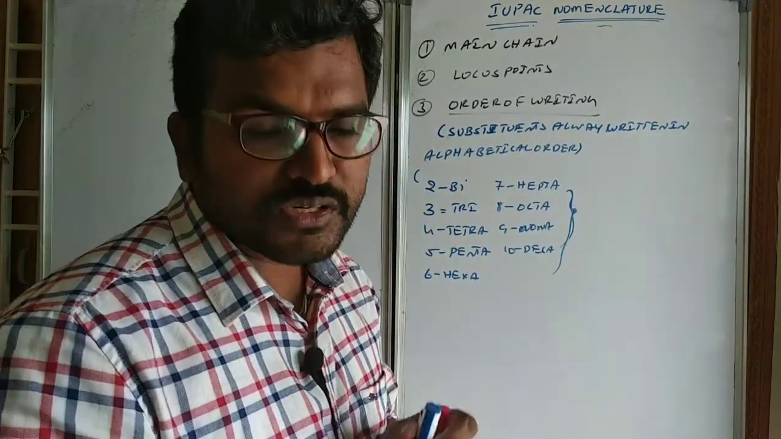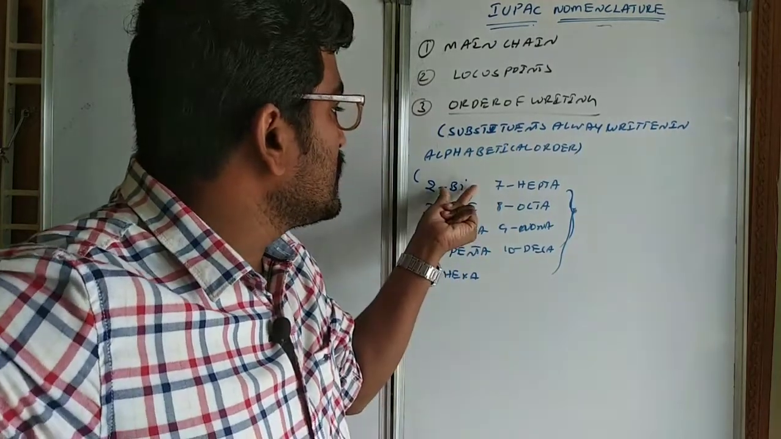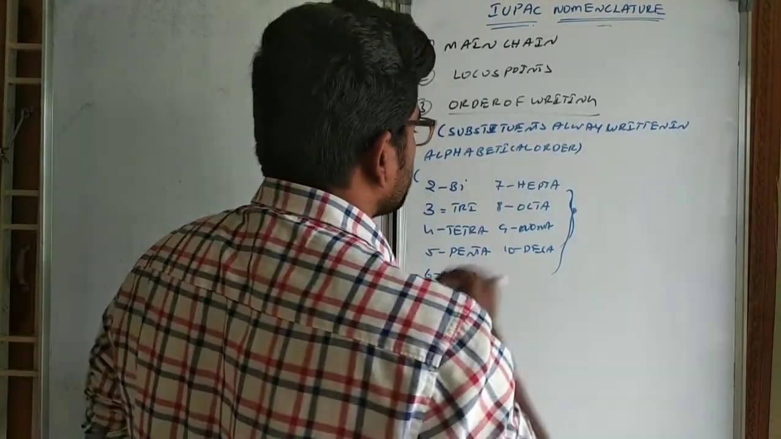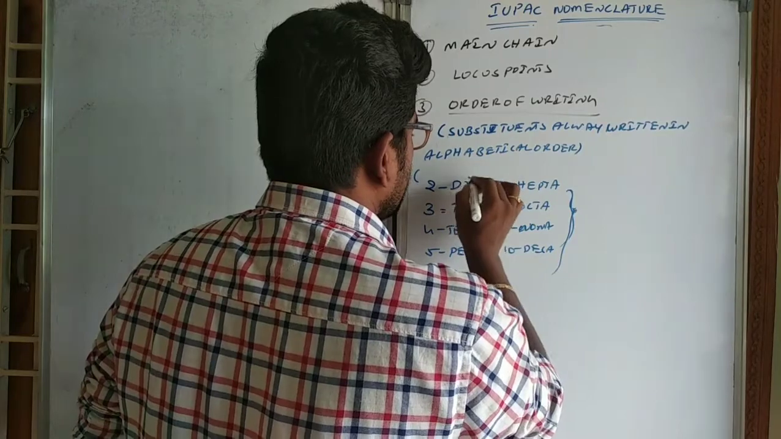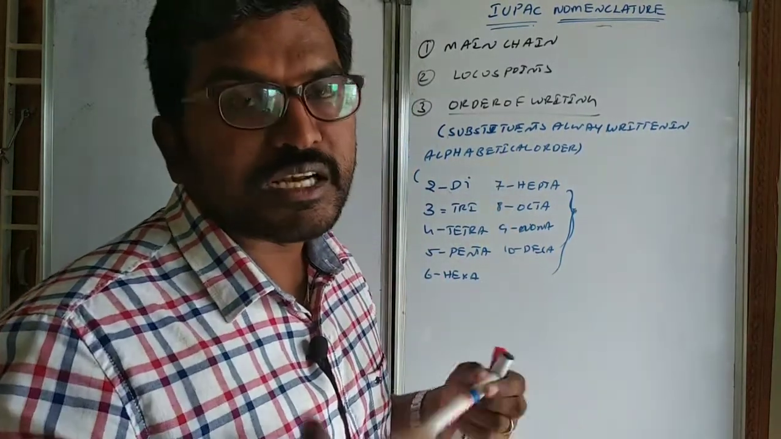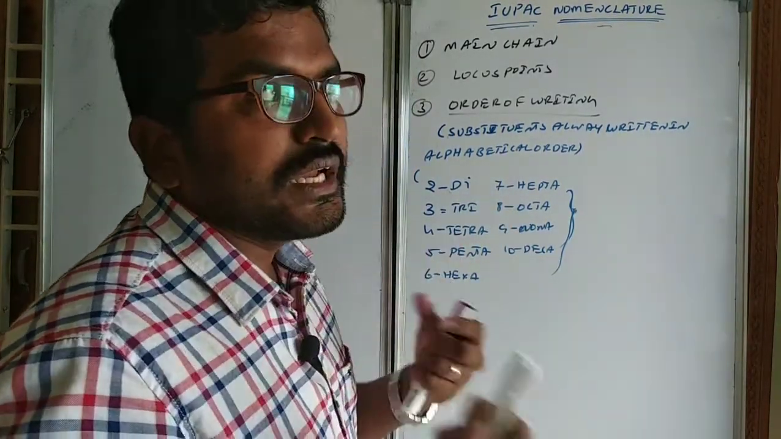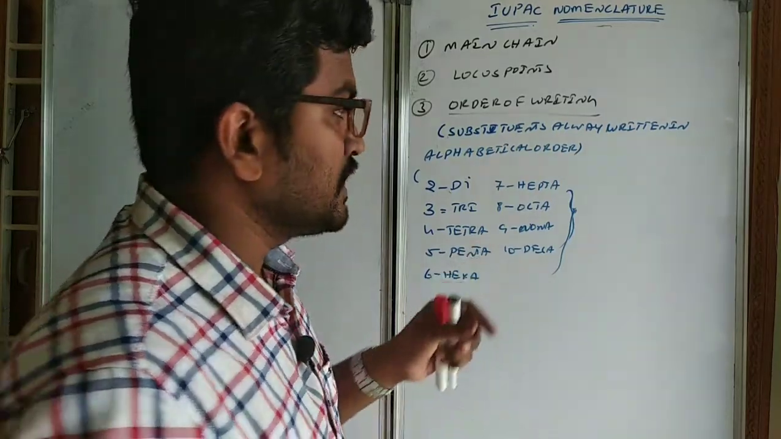If 2 methyl groups are present in the compound, we call it dimethyl. Sorry, not bi, di. If 3 are there, tri will come. If 4 are there, tetra will be coming. Like that we can see.